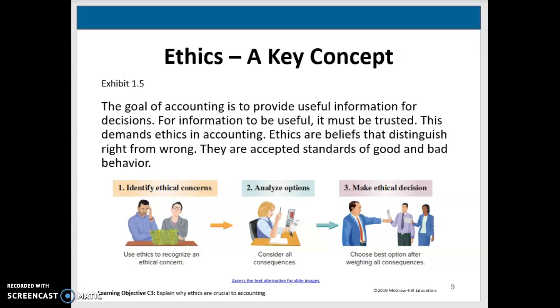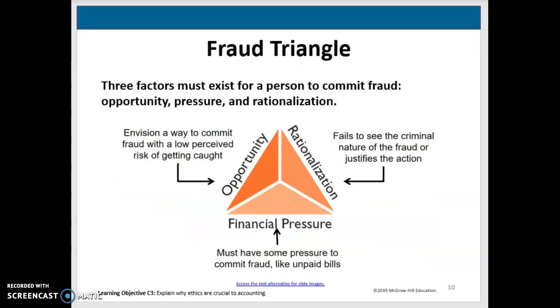One of the things we hear a lot about in accounting is fraud or misconduct, things like that. So we're going to talk about some of those. The first thing we're going to look at is called the fraud triangle. This is a model that basically says there are three factors that must exist for a person to commit fraud. The first one is opportunity, then pressure, and rationalization.